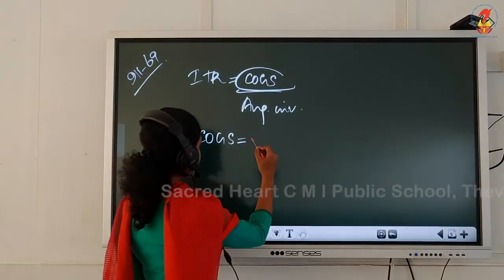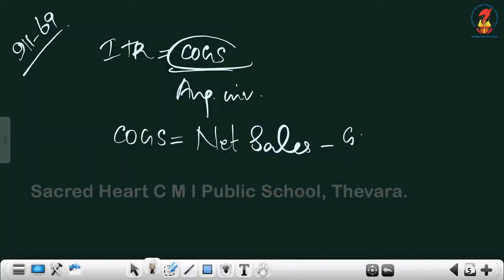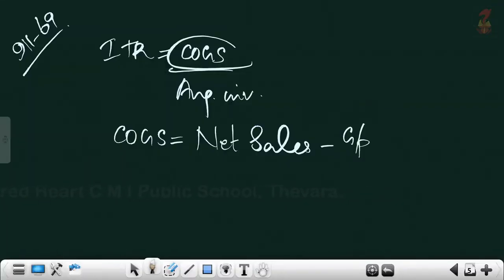So here we can apply the first one, which is net sales minus gross profit. Do we have net sales in the question? Yes. It is given as revenue from operations. So you must be familiar with both the terms. Either it will be given as net sales, or usually it will be given as revenue from operations in the question.